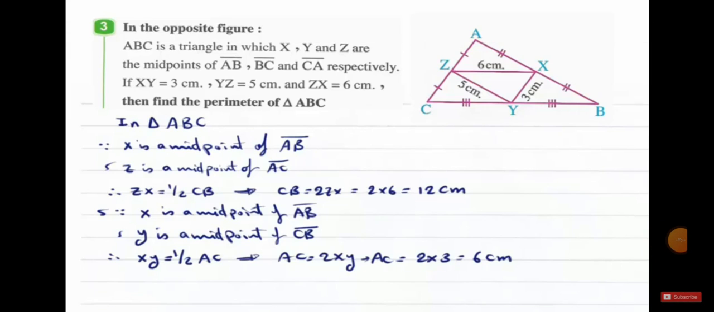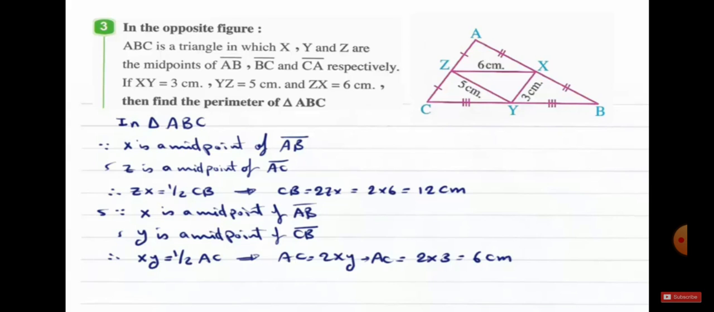Another example: ABC is a triangle in which X, Y and Z are midpoints of AB, AC and BC. XY is 3 cm, XZ is 6 cm, YZ is 5 cm. Find the perimeter of ABC. To get the perimeter of triangle ABC, we have to get the lengths of AB, AC and BC. As we see, X and Y are the midpoints of AB and BC. Then we can say XY is half AC. Then AC equals double XY, so AC equals 6 cm.